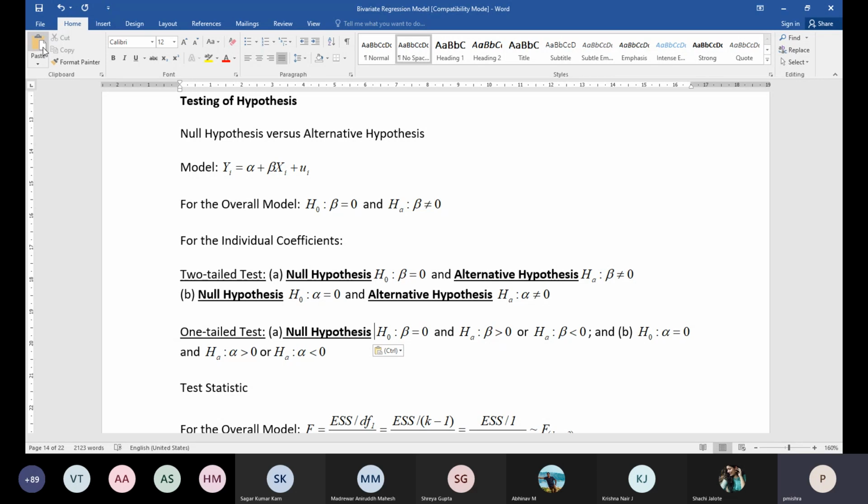So I would suggest all of you to keep these two terms in mind. Don't use the term accept and don't use the term insignificant. I repeat, either we reject the null hypothesis or we fail to reject the null hypothesis. Either the relationship between X and Y is statistically significant or it is not statistically significant. Don't use the term accept or insignificant.